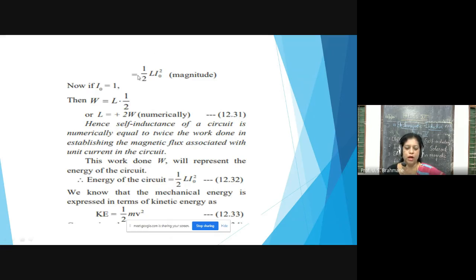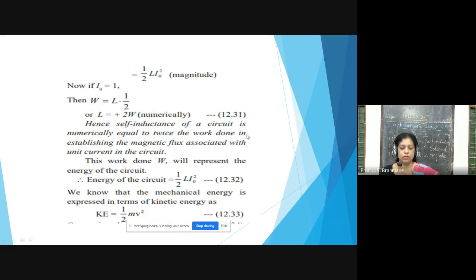So that is equal to half Li0 square. This is a magnitude. In magnitude, when we write, we have not taken the negative sign. Now if I0 is equal to 1, then this equation gives W equal to L upon 2, where L is equal to 2W numerically.